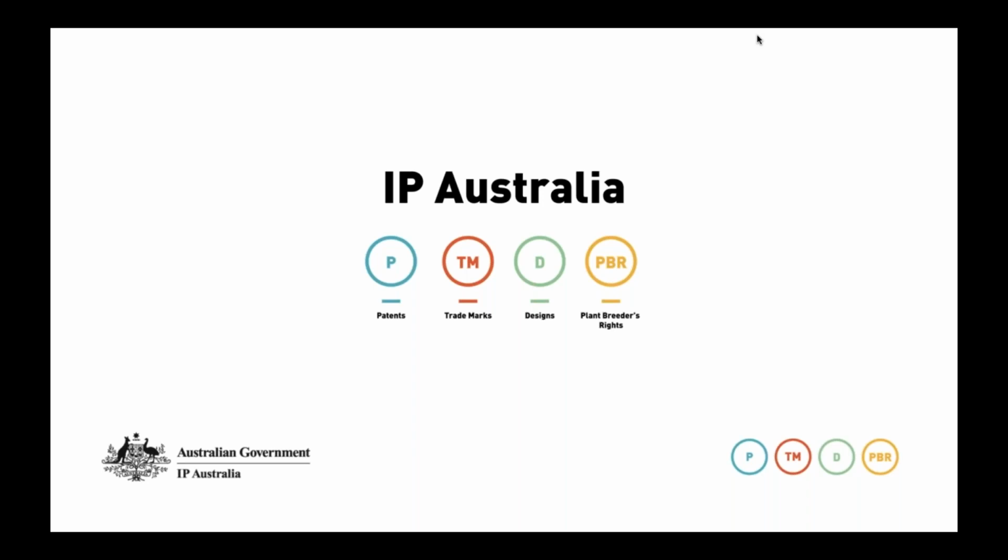Laura and Stephen both work as trademark examiners at IP Australia. When you submit a trademark application to IP Australia, trademark examiners are the people who look at your application and consider whether it meets the requirements for registration under the Trademarks Act. They are also responsible for looking at any evidence you might submit in support of your application, which is what they'll be talking about today. I'll hand over to Laura and Stephen and we can get underway.